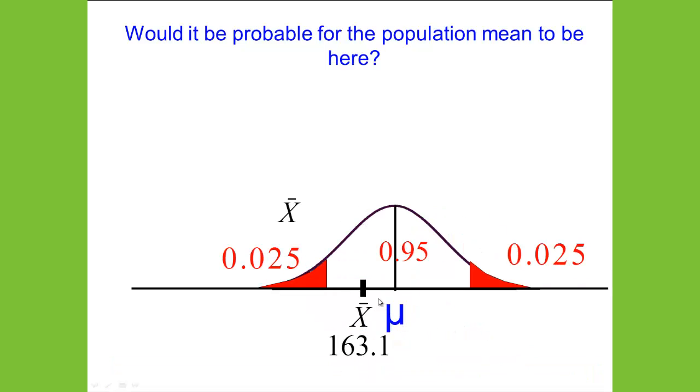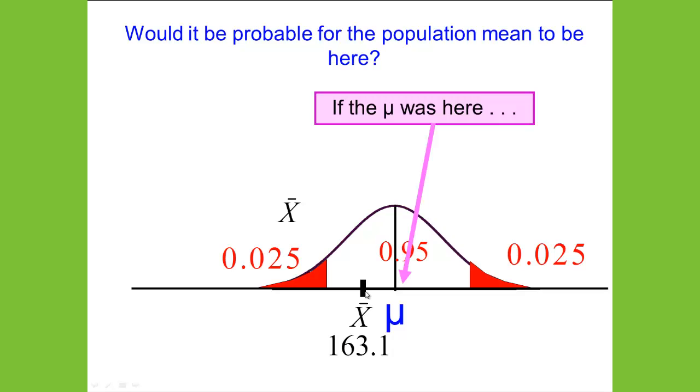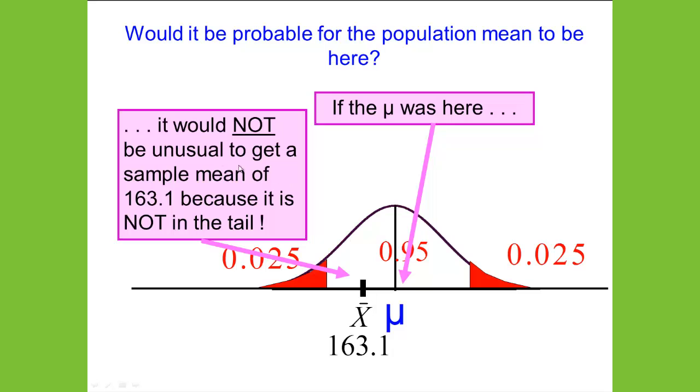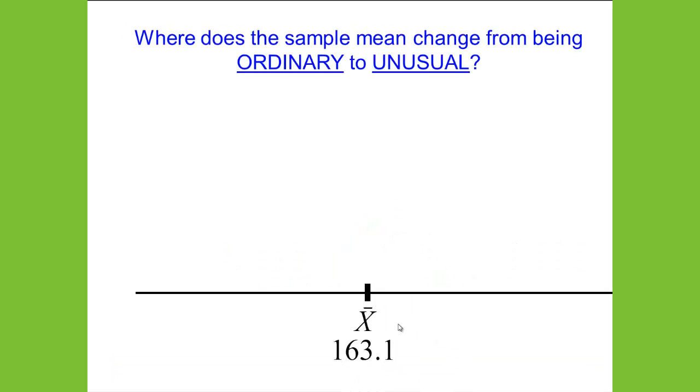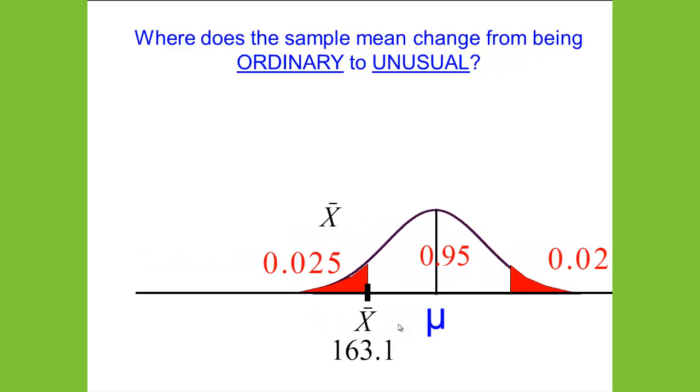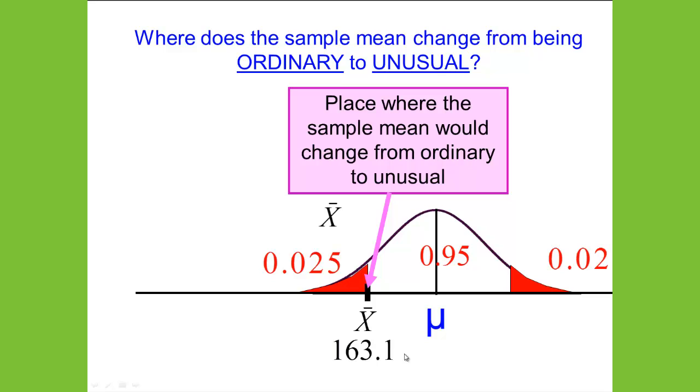If the mu is here, then x bar would be here, and that would be an ordinary value. It would not be unusual to get a sample mean of 163.1 because it's not in the tail. So this would be in the range of good values for mu. The sample mean of 163.1 would be an ordinary value for this mu. So where does it change from being ordinary to unusual? It changes when that x bar hits the red zone or hits the tail. This is the place where the sample mean would change from ordinary to unusual.